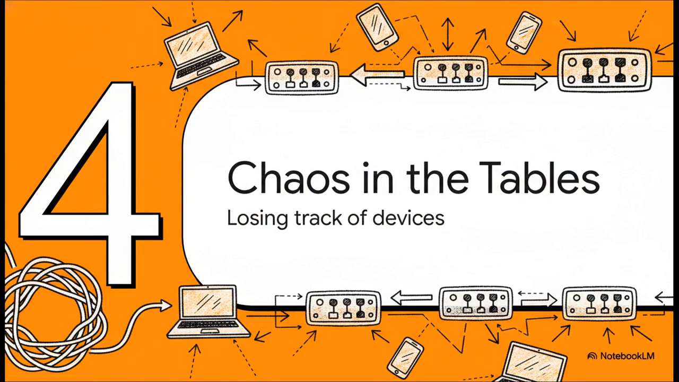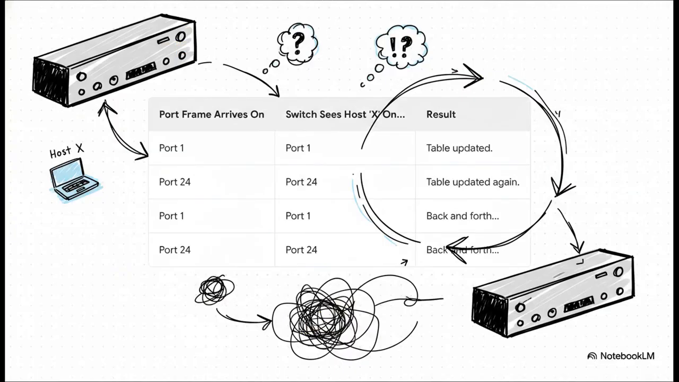But a broadcast storm is only one part of the chaos. The loop also causes a second, slightly more subtle problem. It completely confuses your switches about where all the devices on the network actually are. So here's how that confusion happens.